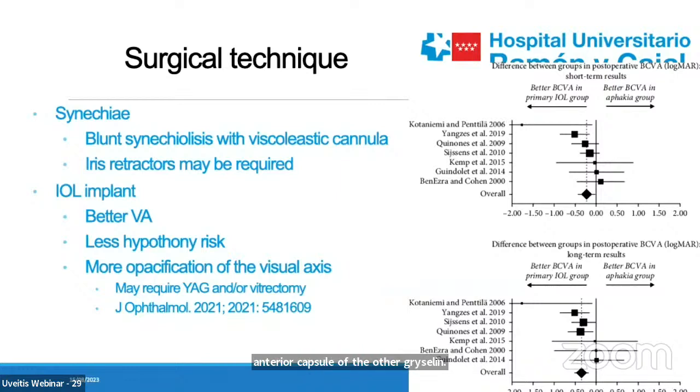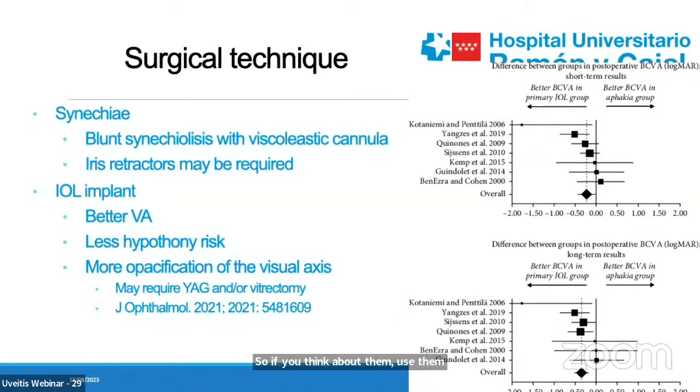Oftentimes you will find that in spite of the synechiolysis, the pupil is still small and iris retractors may be required. My tip here is that if you think that you will need iris retractors, use them. If you think about them, use them, because you will not regret having used the iris retractors, but you will often regret not having used them in the first place. So if you think about them, use them.